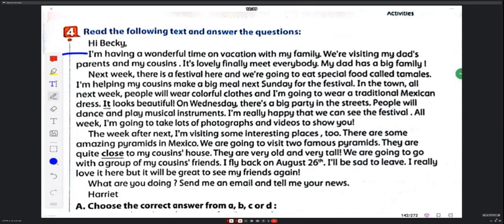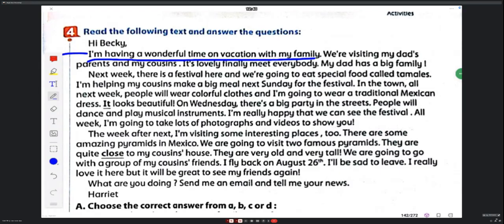Hi, Becky. I'm having a wonderful time on vacation with my family. We are visiting my dad's parents and my cousins. It's lovely to meet everybody. My dad has a big family. Next week there is a festival here, and we're going to eat special food called tamales. Helping my cousins make a big meal next Sunday for the festival.